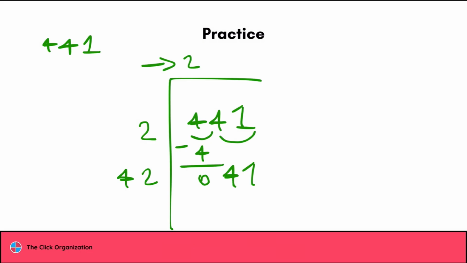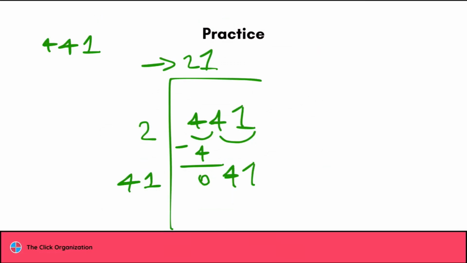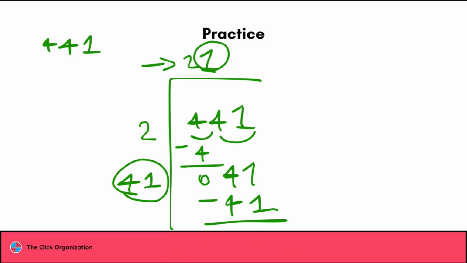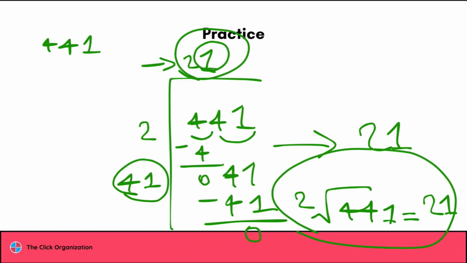Okay, what number is smaller than 2? Of course, 1. So let's write 1. I will write 1 in here and also in here. So 1 times 41 equals 41. The result of the multiplication, we write it under the current result, and then we subtract them. So the result is 0. So our root is 21. What does this mean? It basically means that the square root of 441 is equal to 21. And this is our answer.